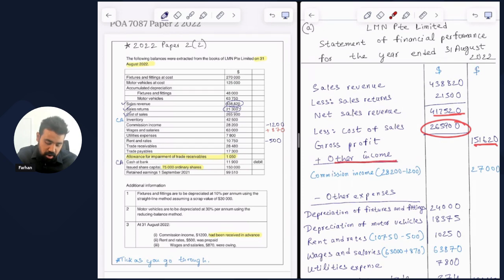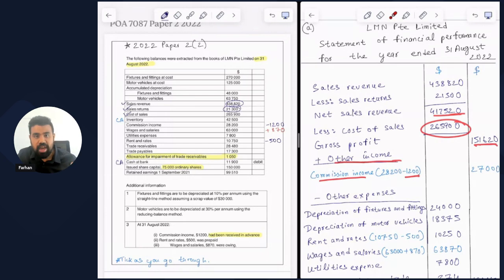So any other income. In this question, the only other income we've got is the commission income. And as you remember, $1,200 was received in advance, which is not really an income that we have earned. And based on the accrual basis assumption, we cannot really use this as part of our profit calculation because we didn't really earn it.